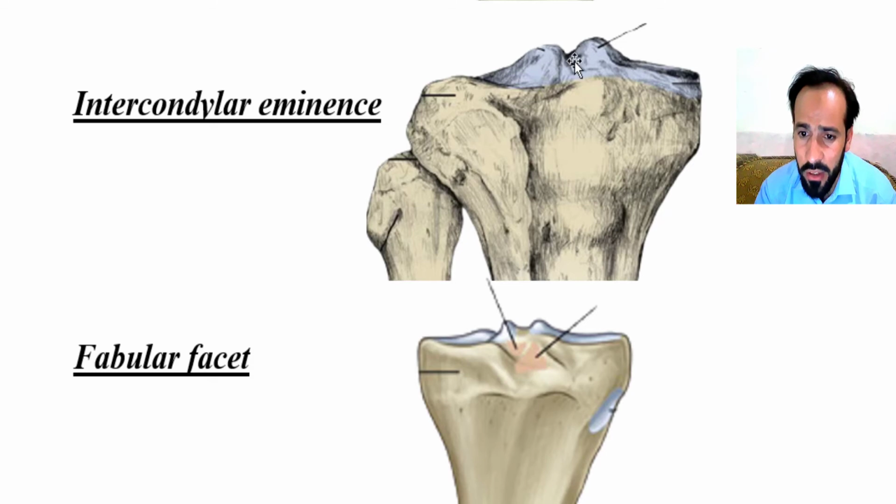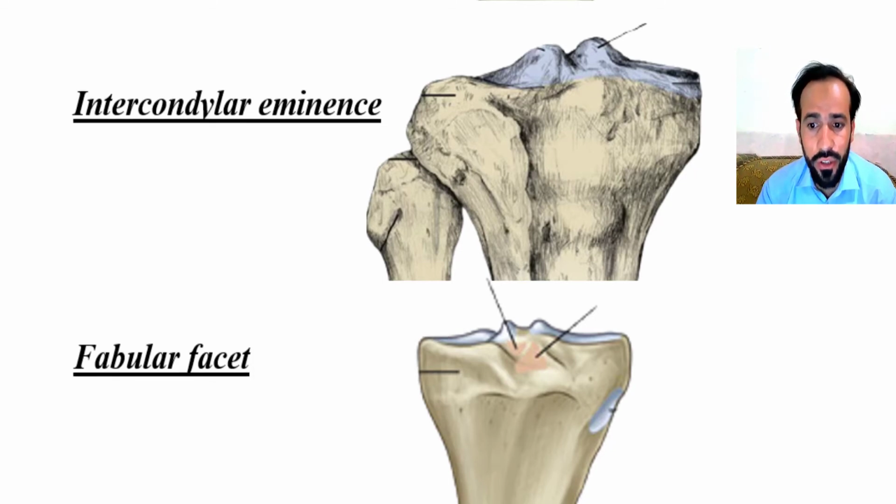So this eminence is present between both the condyles. That's why we say that this is the intercondylar eminence. And you know that this intercondylar eminence has a medial tubercle and a lateral tubercle. That's so simple. Right, we have discussed them before.